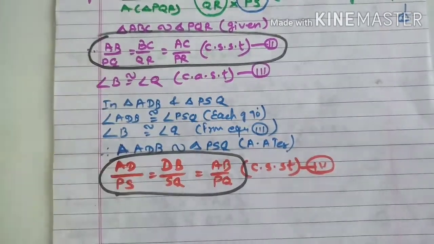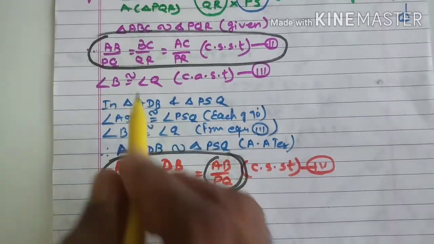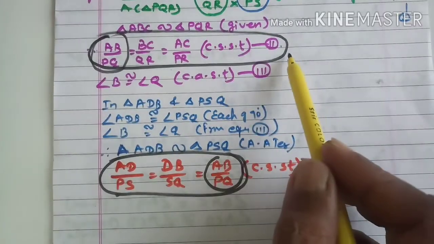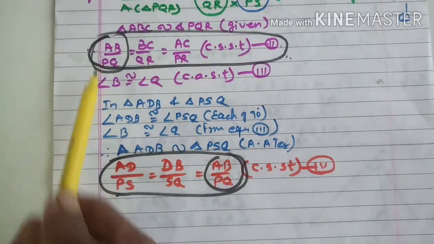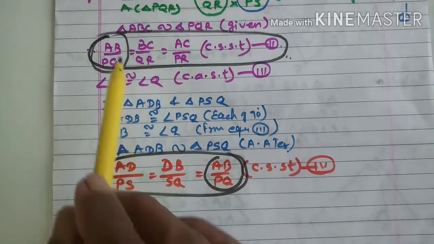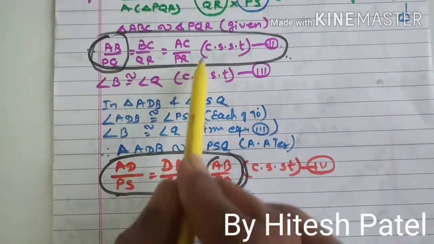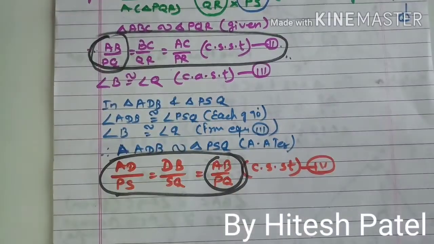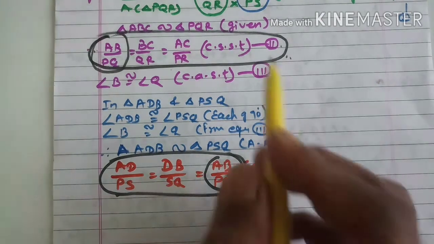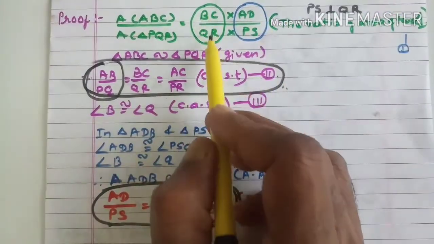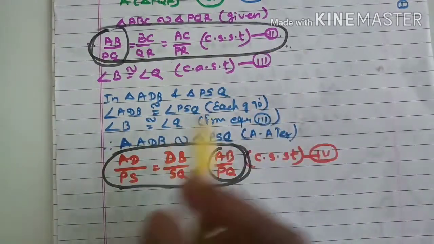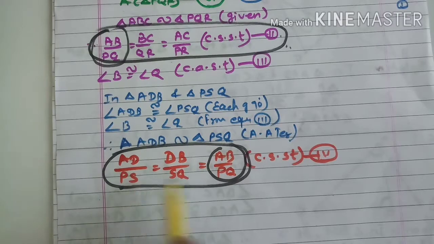Here we have AB upon PQ. Here also we have AB upon PQ. So from these two statements, second and fourth, we have these two ratios are equal, meaning AB upon PQ, and the same ratio is also here. So that means all these ratios, 3, 4 and 5, all the ratios are equal. Select those we need, which we want to prove: AD upon PS is equal to BC upon QR. Okay, BC upon QR is in the question statement number 2, and AD upon PS is there in 4.